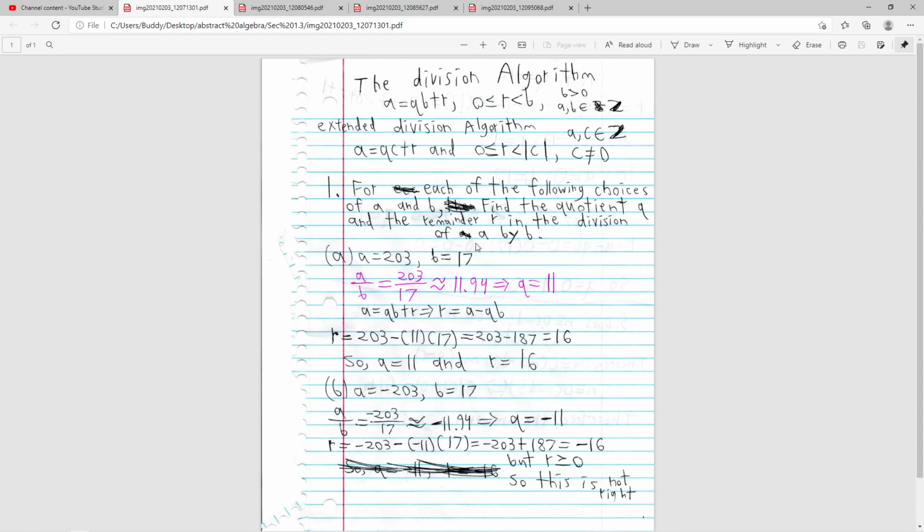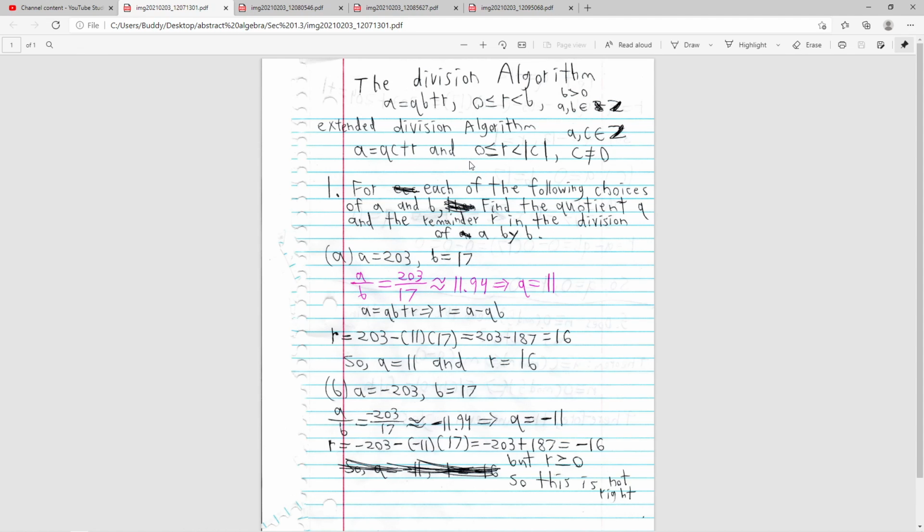Okay, so the division algorithm. Basically, I put both the original, a equals qb plus r, and a equals qc plus r for the extended one. It won't really apply to this, but I just thought I'd show it. The only difference is that in the b version, b is positive, while in this one, c can be negative or positive, it just can't be 0.